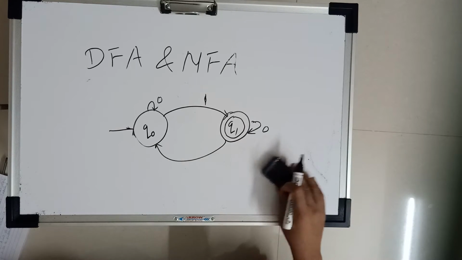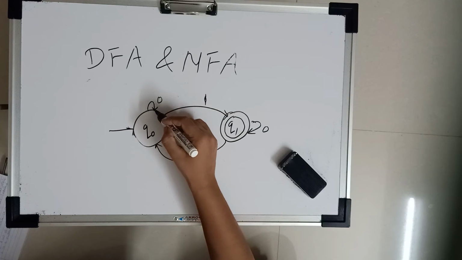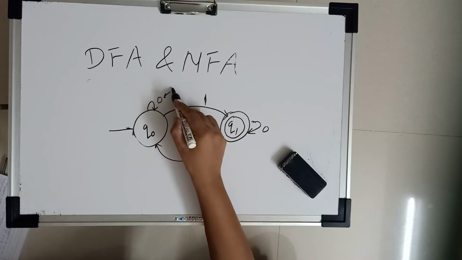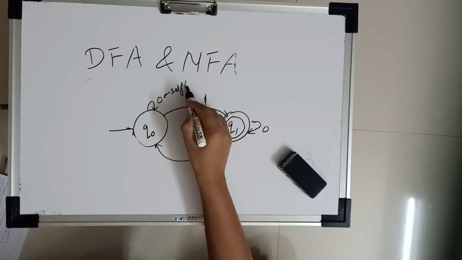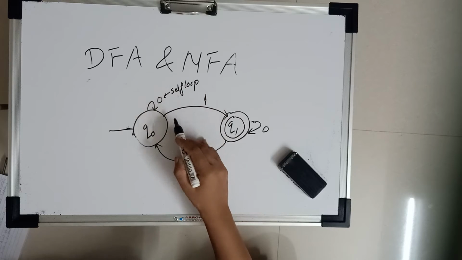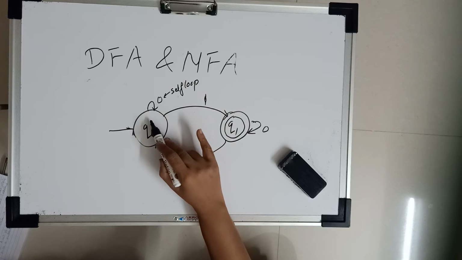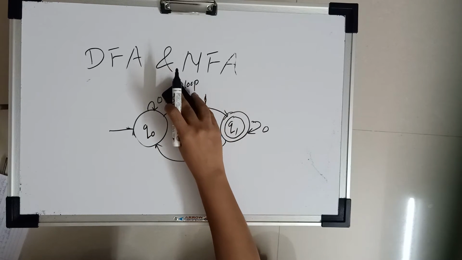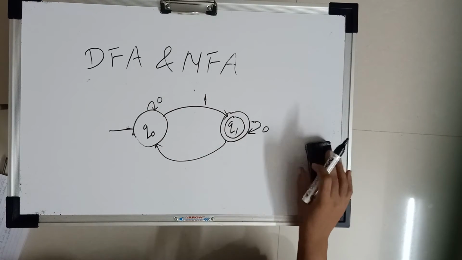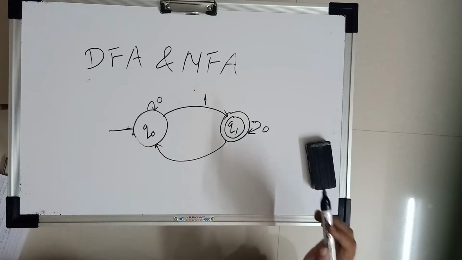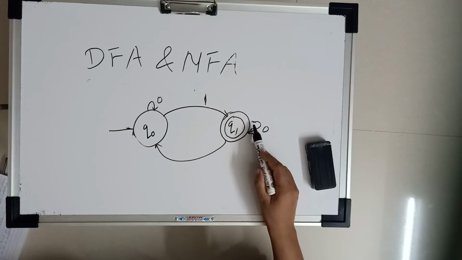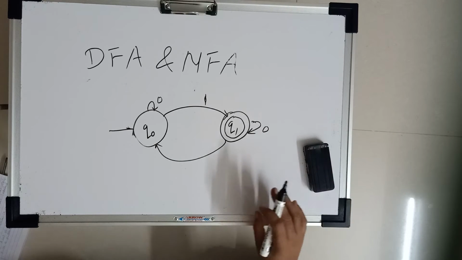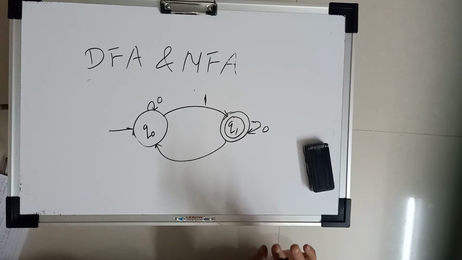Again remember that if this arrow is given for that particular state, that transition is known as self loop transition. The meaning is that this state goes to the same state for input 0. It means Q0 goes to Q0 for input symbol 0. Same with this Q1, this state goes to the same state for 0. Now we'll see what is DFA and what is NFA.